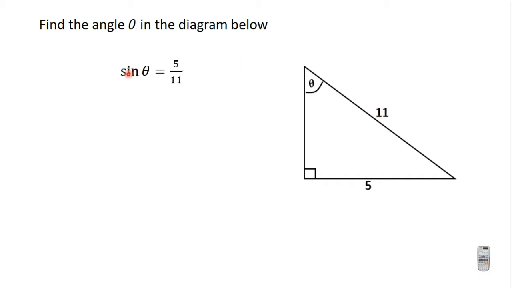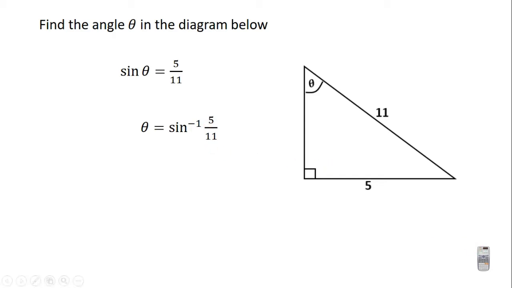So sine theta is equal to the side which is opposite, which is 5, divided by the hypotenuse, which is 11. So sine theta is equal to 5 over 11. Theta is equal to sine inverse of 5 divided by 11.